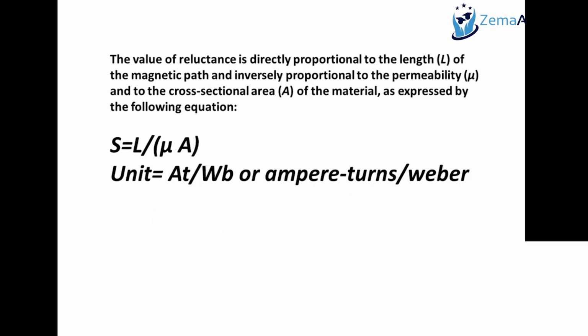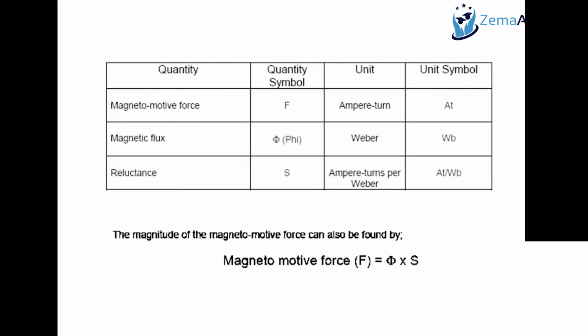Reluctance is basically dependent on the length of the material, the permeability of the material, and the cross-sectional area, and can be simplified as S is equal to L over mu times A. Mu is a Greek letter again that represents the absolute permeability.